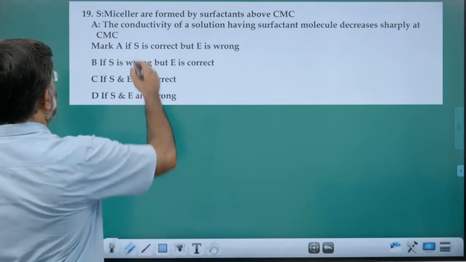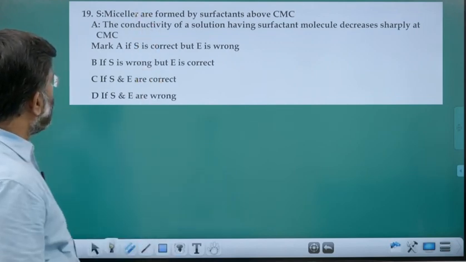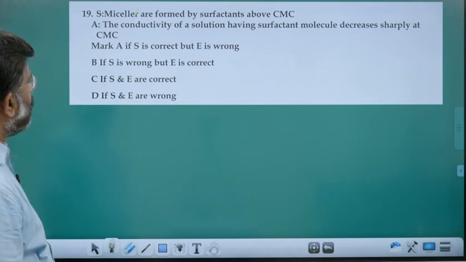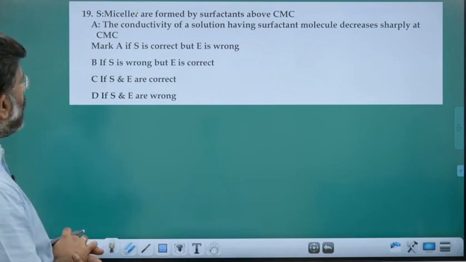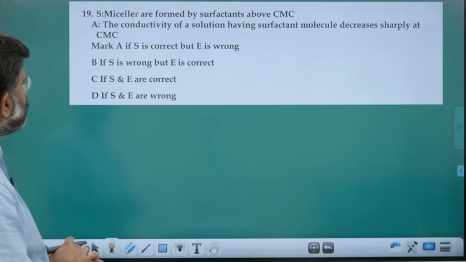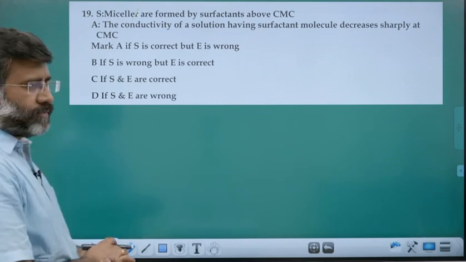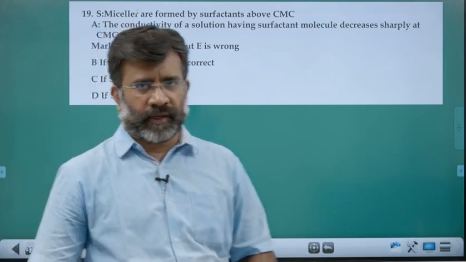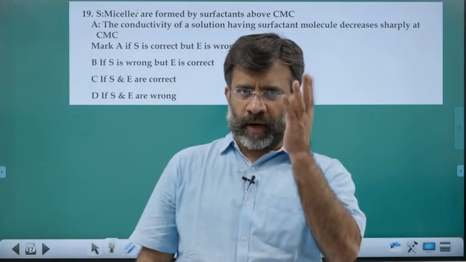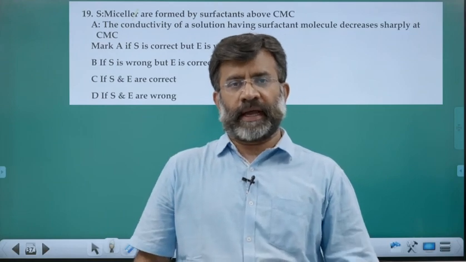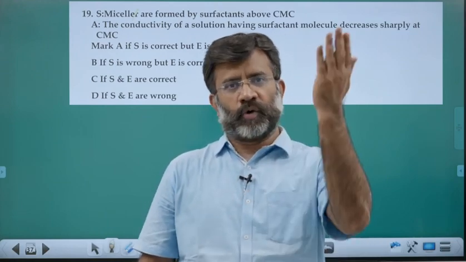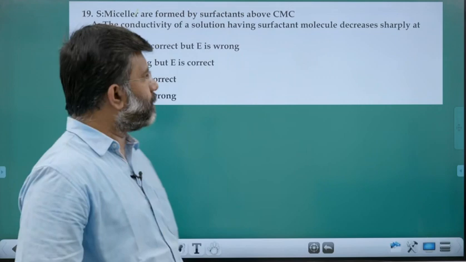Micelles are formed by surfactants above CMC. Correct. CMC means critical micelle concentration, the concentration above which micelle formation takes place. Below which it acts as a true solution. Above which it acts as a micelle.